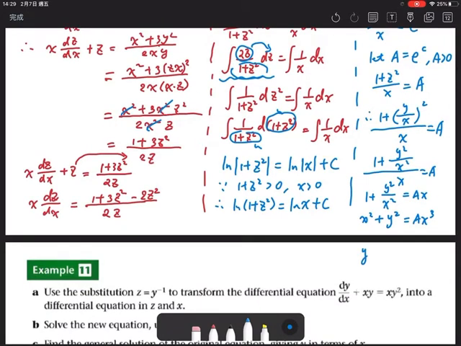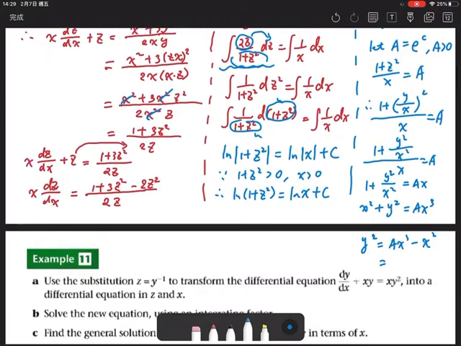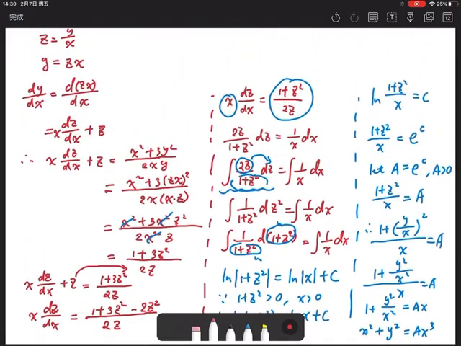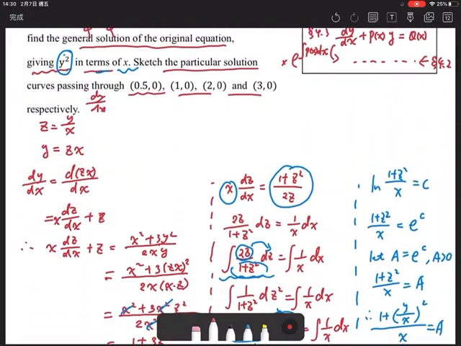So finally y squared just equals ax cubed minus x squared. Actually you can also take out x squared, so it becomes x squared times ax minus 1, okay? But you may not write the answer in this way, so you can just write this step. Keep the final answer in this one. So this is example 10.